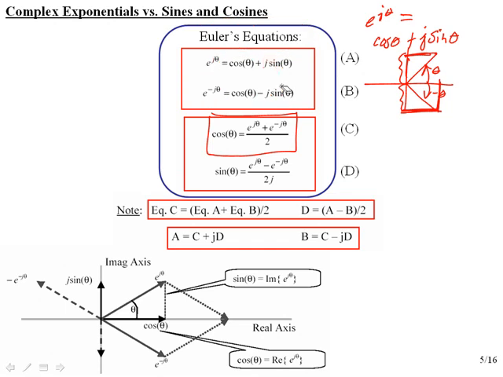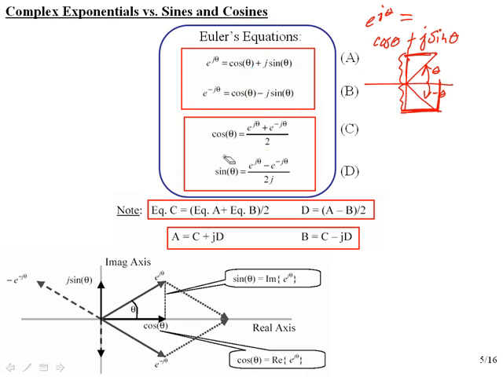And likewise, if I were to take these two equations and take A minus B, that's like putting a plus and a minus there and a minus there. Now adding those together, these cancel. Those add together to give 2j sine theta. And I can then divide by 2j, and I get sine of theta is equal to e to the j theta minus e to the minus j theta divided by 2j.